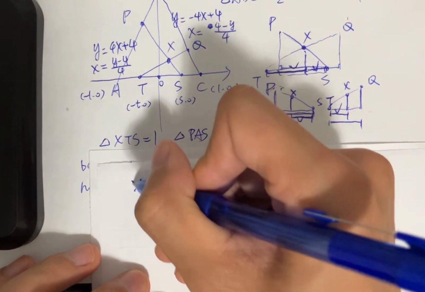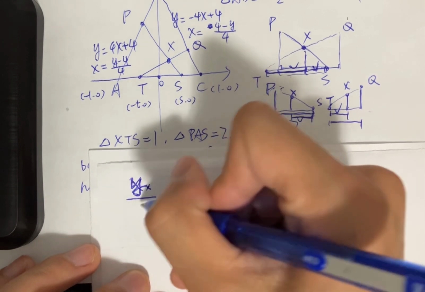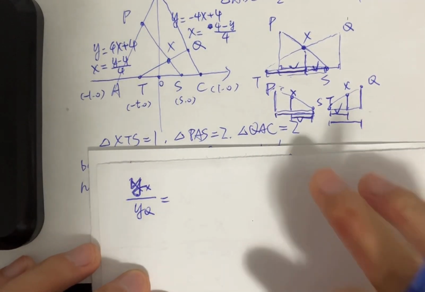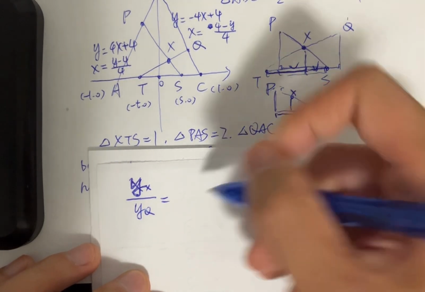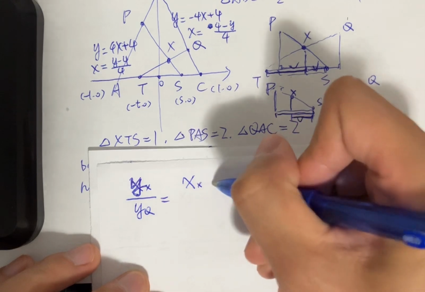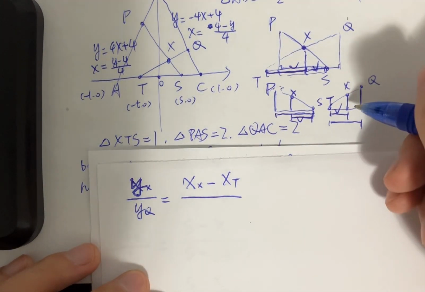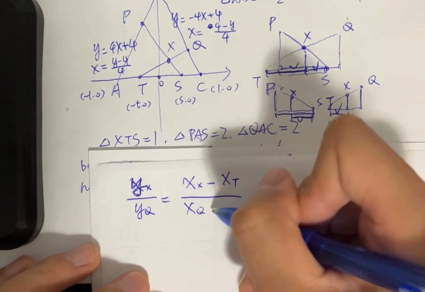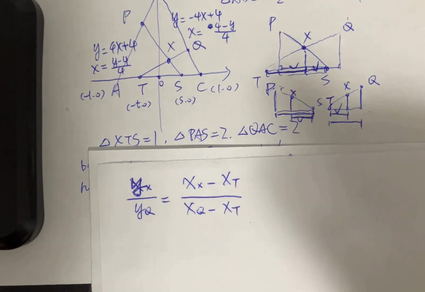Yx, it's a y, it's a height. Yx over yq. And on the other hand, we've got this one. Be careful, what's this one? This is xx minus xt, and on the bottom we've got xq. This is xq minus xt. As long as we do minus, we won't make any mistake.